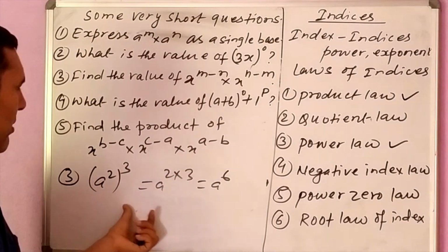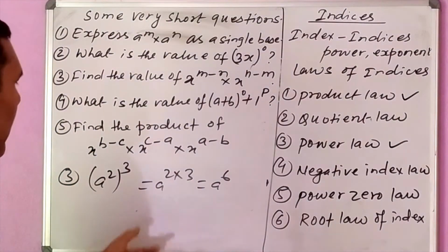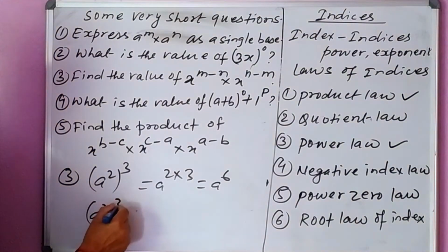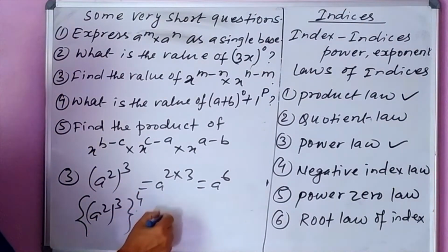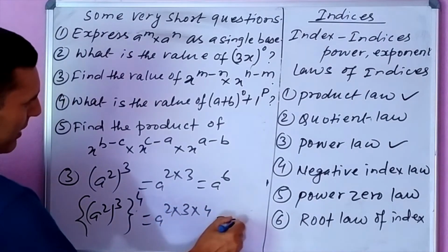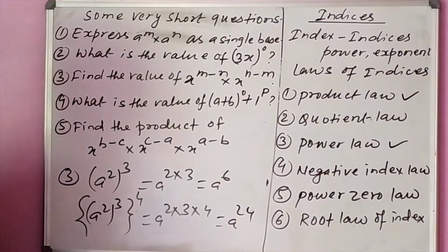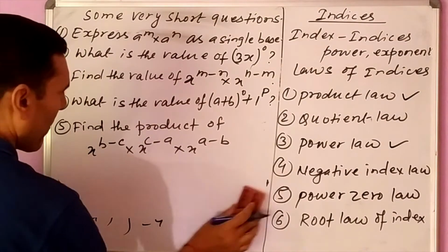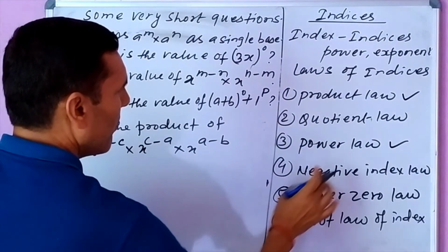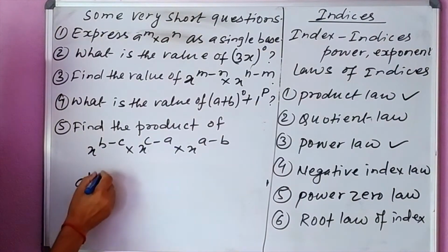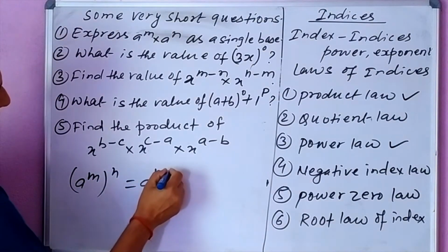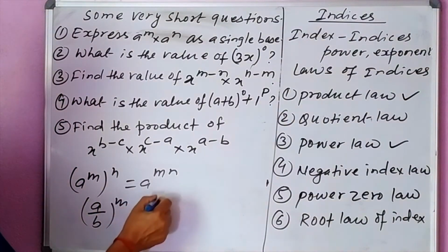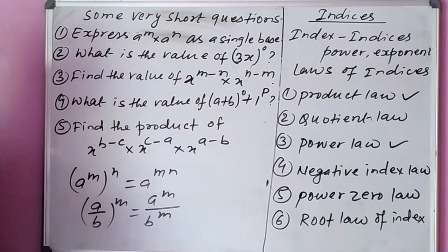Now see, different powers of the same base are multiplied together. This is known as the power law of indices, like a to the power 2 to the power 3 to the power 4. So in this case it is a to the power 2 into 3 into 4. It is a to the power 24. So any number of powers of the same base are multiplied together. In general form, it can be written as a to the power m to the power n is equal to a to the power mn. Or sometimes if we have a upon b to the power m, it can be written as a to the power m upon b to the power m, like this also.